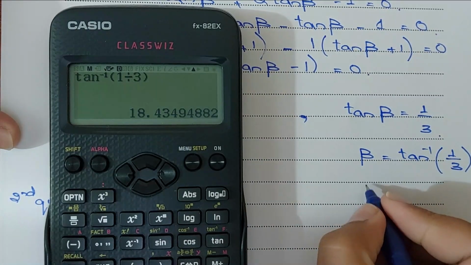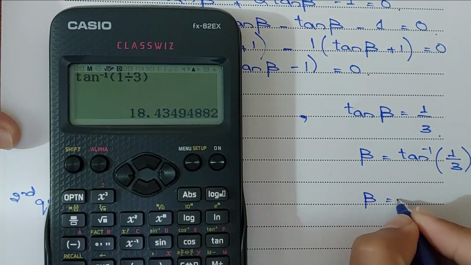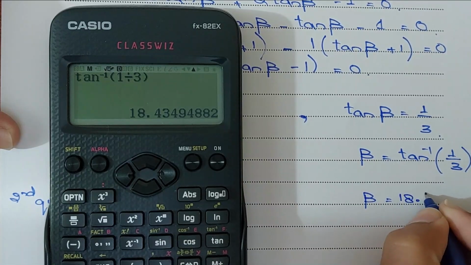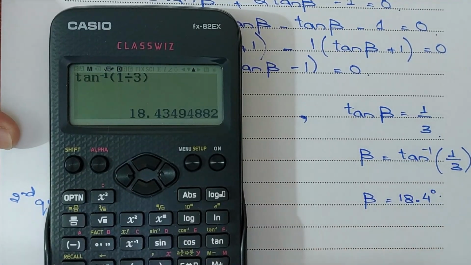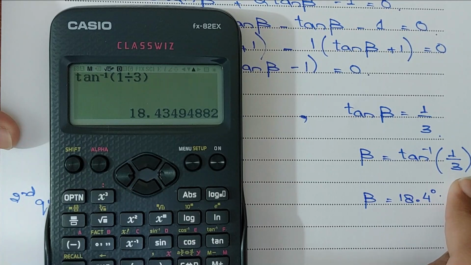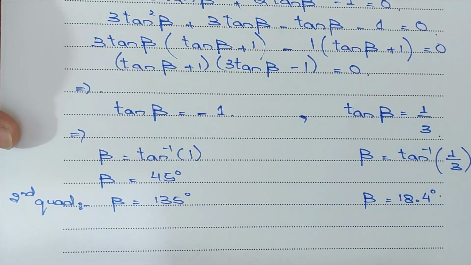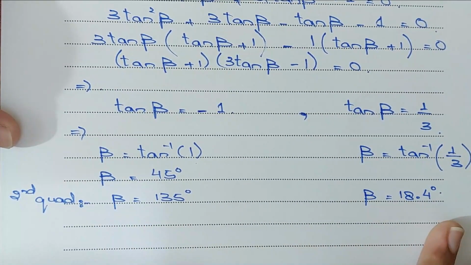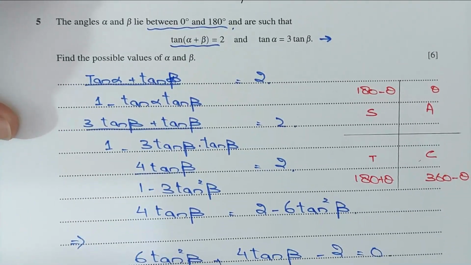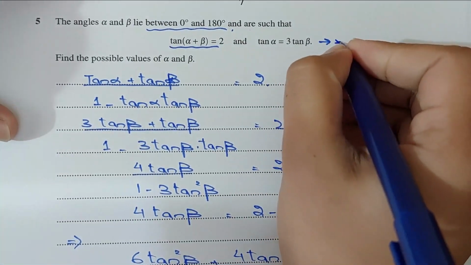This is here, the beta value is 18.4 degrees, and here the tangent is positive, so it is positive in the first quadrant and the third quadrant. So we are not dealing with the third one because the third one is outside our domain, right? Okay, so we got the two values of beta. Let me find the corresponding values of alpha by using the given equation, star.